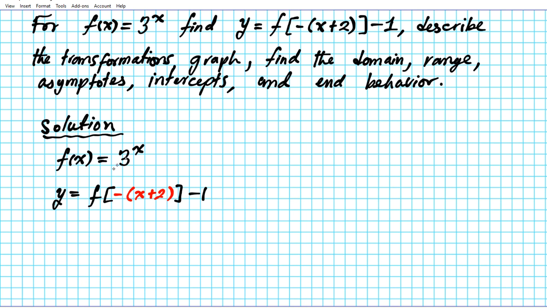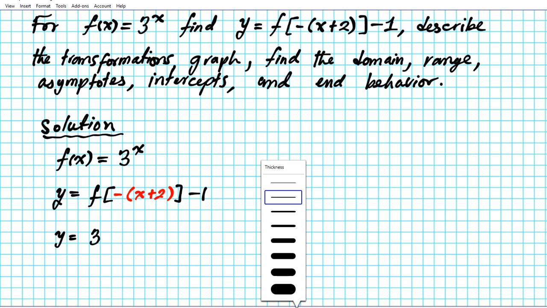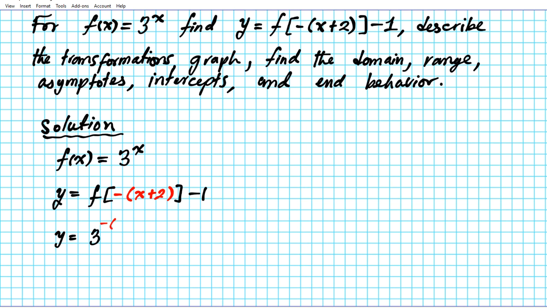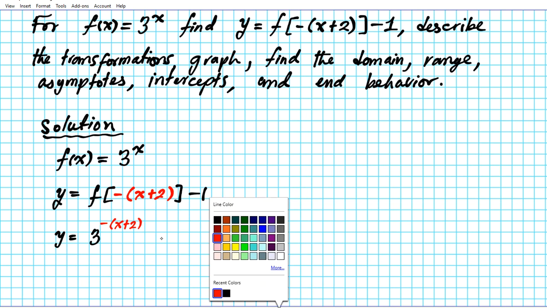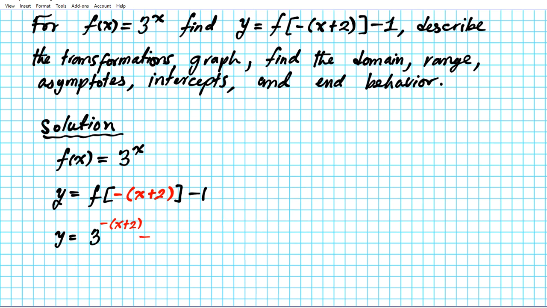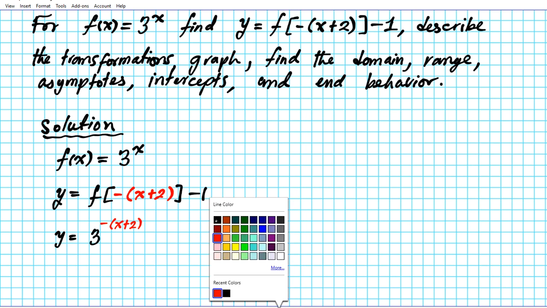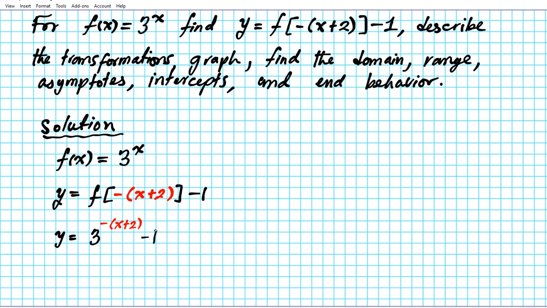Okay, so if we apply this transformation to this function, what we're going to have is y equals 3 raised to the what power? Since it's being composed by negative x plus 2, the exponent x becomes negative x plus 2. So we have negative x plus 2 as the power, and then minus 1. Alright, so this is the resulting function here.